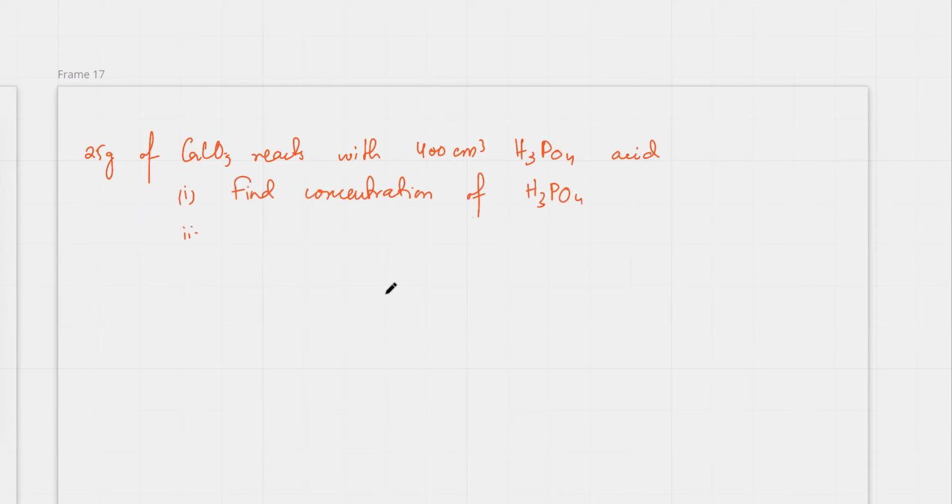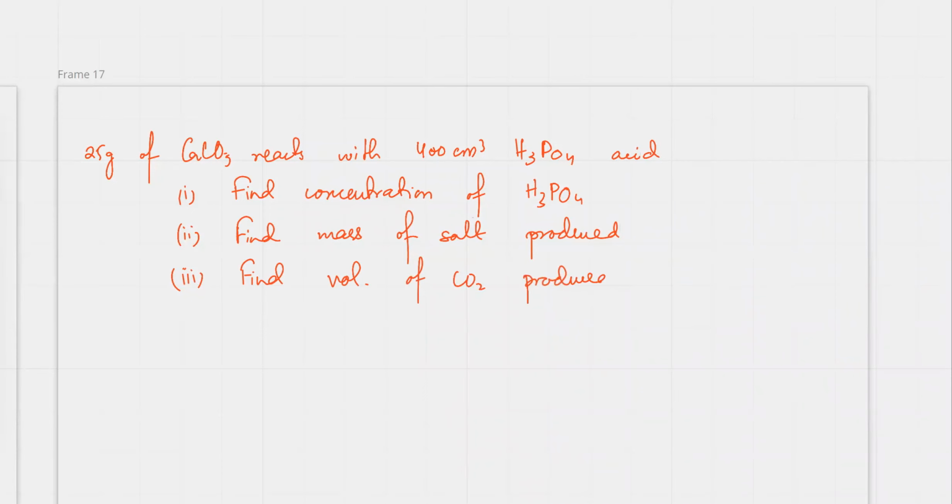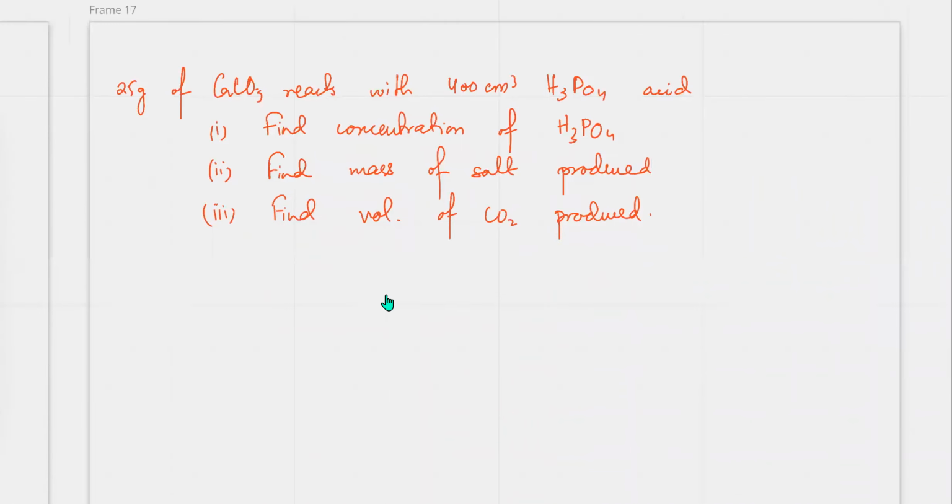Number 2, they're asking you to find the mass of salt that is produced. And the third thing is they're looking for the volume of carbon dioxide gas that's produced. Okay, so remember the whole task is find the moles of one thing, you'll find the moles of everything. Okay, so let's start. What's calcium carbonate with phosphoric acid? Let's start with the first thing, the equation.